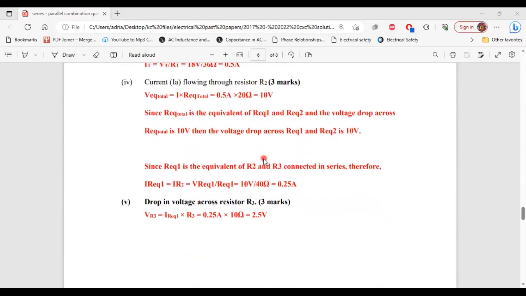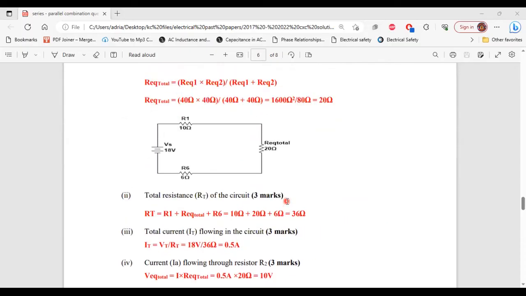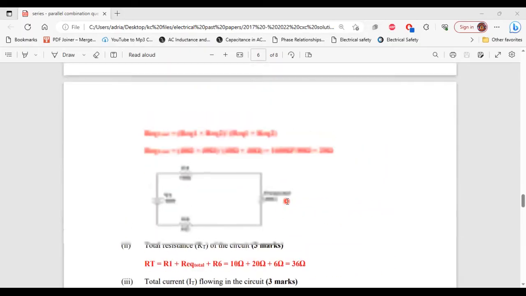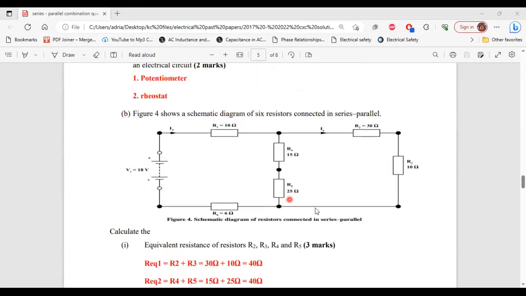All right, so that's it for part 4. For part 5, it says to calculate the voltage drop across resistor R3. From the previous question, part 4, we would have calculated the current flowing through this portion of the circuit. So we would have calculated IA, which is 0.25 ampere.